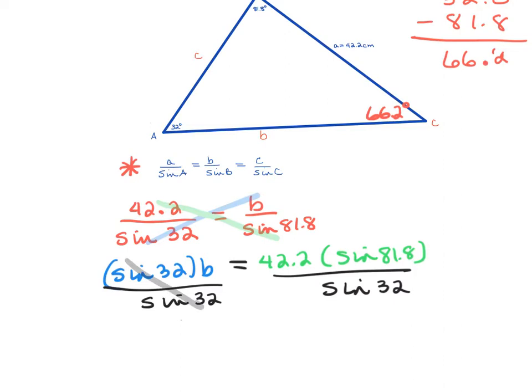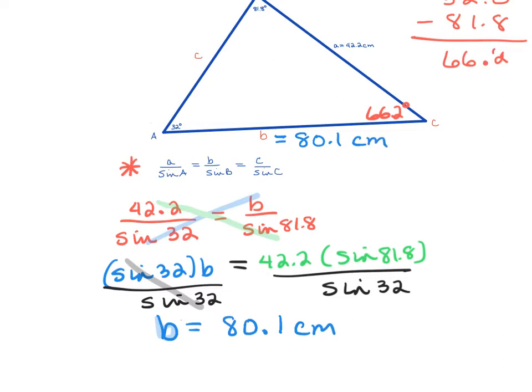And then that'll leave me with b is equal to little b. I'm going to do this in my calculator. So 42.2 times sine of 81.8 divided by sine of 32. And I get little b to be approximately equal to 80.1 centimeters. I can label the side of my triangle.